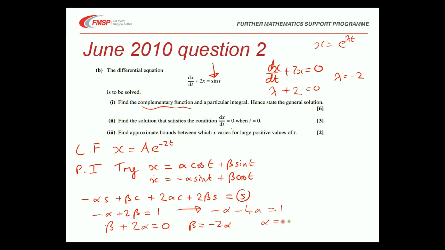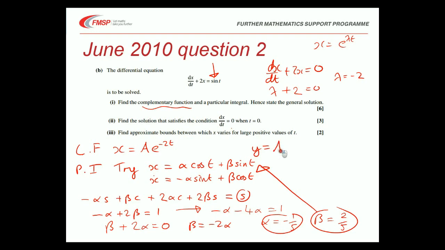Altogether, I think that means alpha is minus a fifth, and therefore beta is minus 2 times that, which is 2/5. So I've got alpha and beta. My particular integral is therefore relatively easily got by plugging those two into that. I'm not going to write it out separately. I'm just going to finish by writing the general solution, which is the complementary function plus the particular integral.